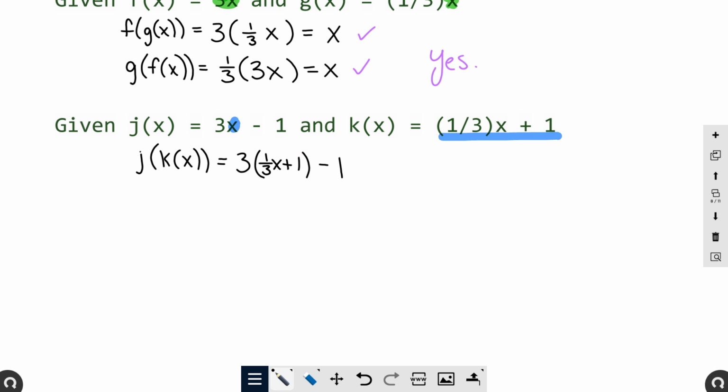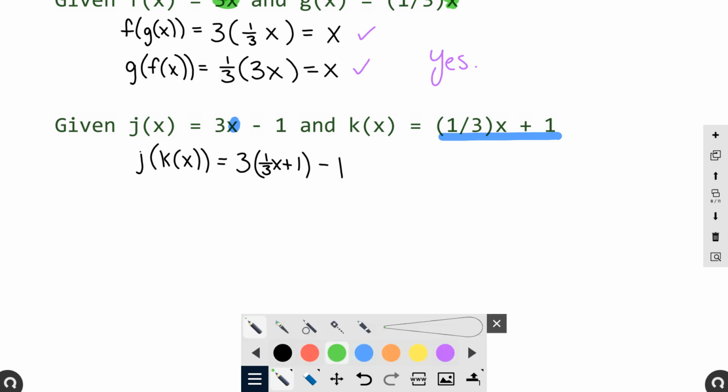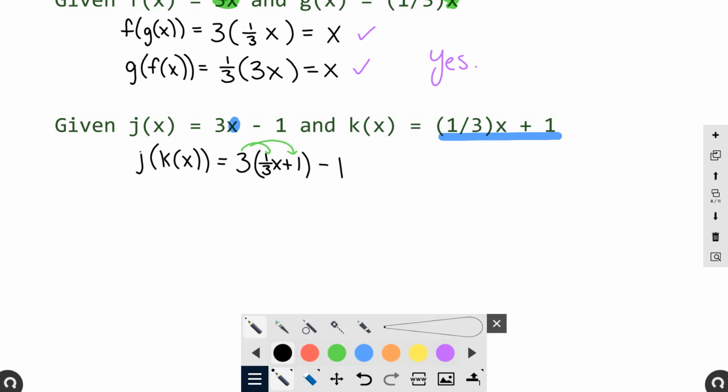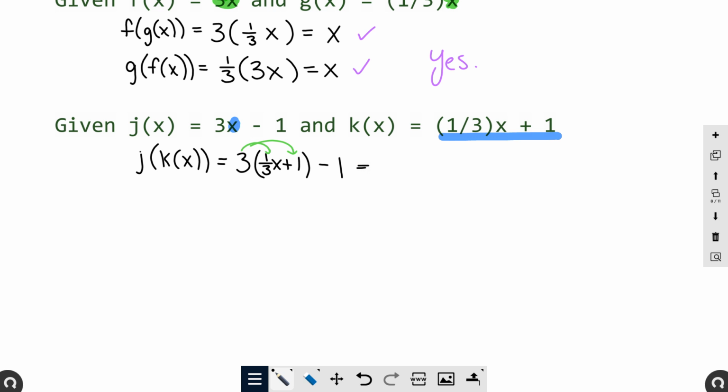And now we simplify to see if we get just x by itself. So what would I do? Distribute the 3. Good. So what's 1/3 times 3? X. And then what's 3 times 1?